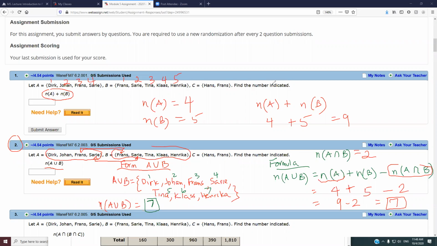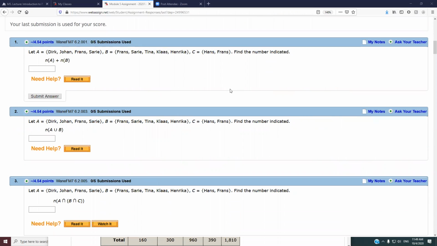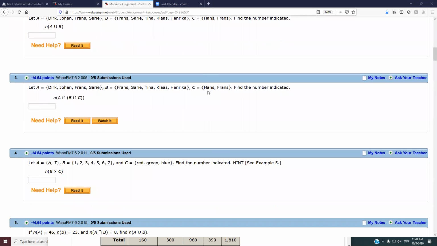Oh, by the way, notice in this problem, they gave us set C, but there was no use for set C in this problem. So don't get confused or don't get mixed up, because sometimes, you know, WebAssign gives you some information that you're really not going to use in a given problem. So just focus on the information you need.